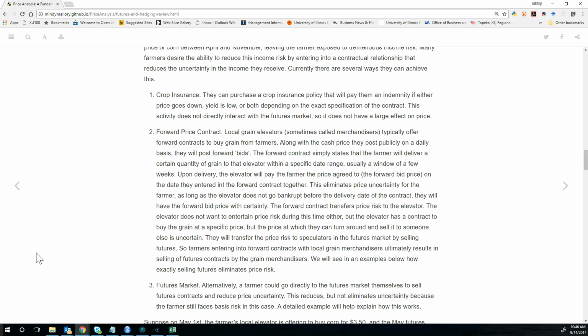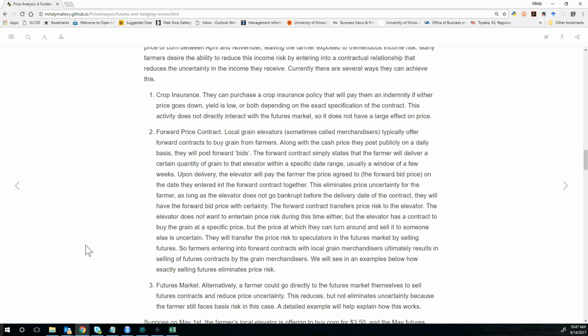But forward markets are almost always delivered on, and that's their intention. It is intended as a means for actual procurement and selling of the physical grain. And it does reduce and eliminate price uncertainty for the farmer because they get a specific price and that's it, end of story. As long as the elevator doesn't go bankrupt before it's time for them to deliver the grain and get their check, then they have zero price uncertainty in that regard.